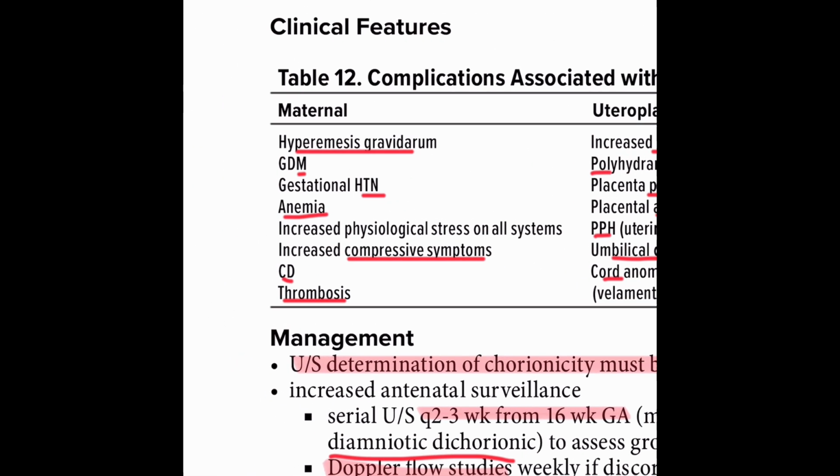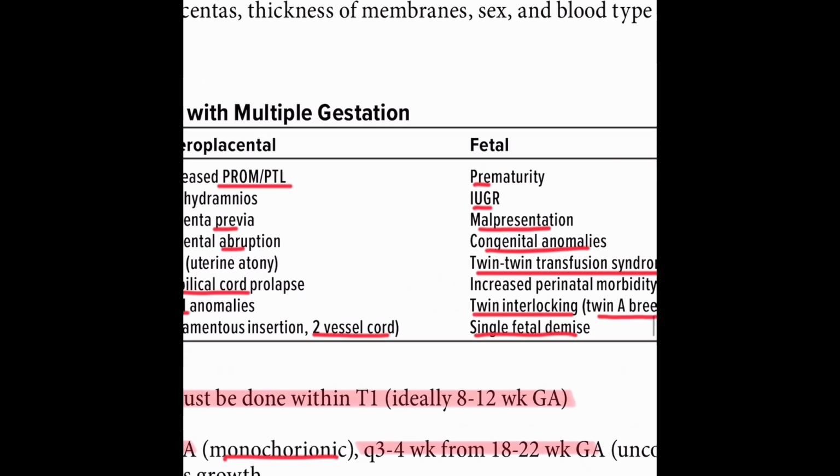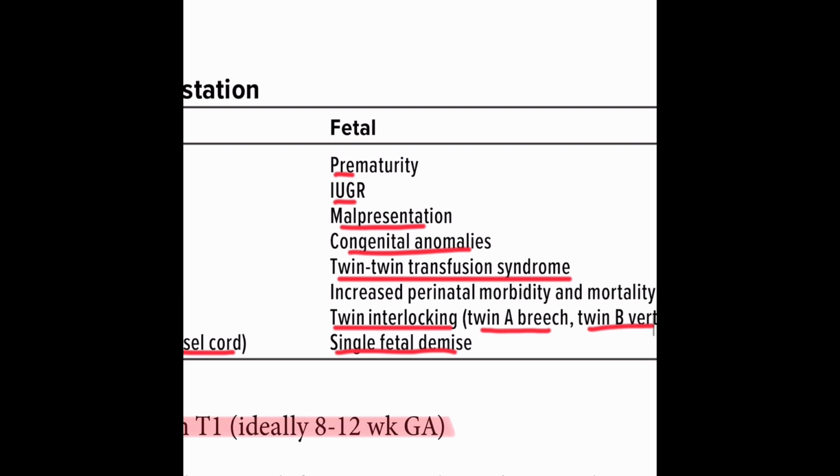So we're going to talk about maternal. Hyperemesis gravidarum means lots and lots of puking, gestational diabetes mellitus, gestational hypertension, anemia, physiological stress on all systems, compressive symptoms because now there are two babies in the uterus, or two or more even, and then that would lead to cesarean delivery and thrombosis. So maternal complications.